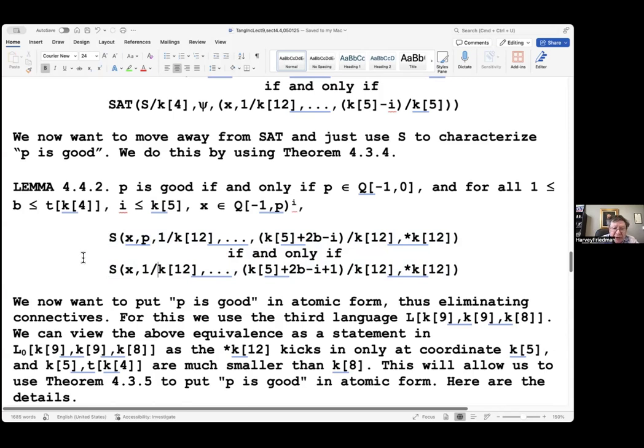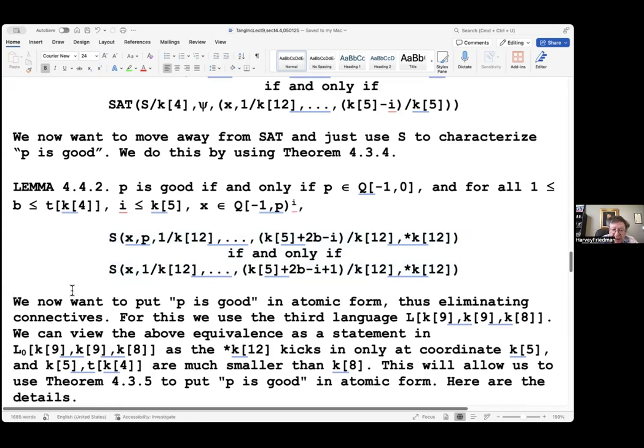Now, this is actually clear just from the representation theorem, our second representation theorem for the language K5, K5, K4, because SAT is equivalent to S. So this is really just a bookkeeping thing that comes from what we already have.